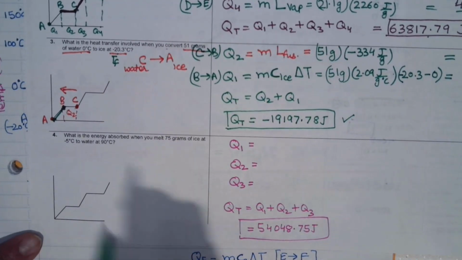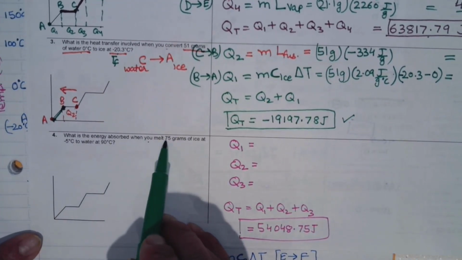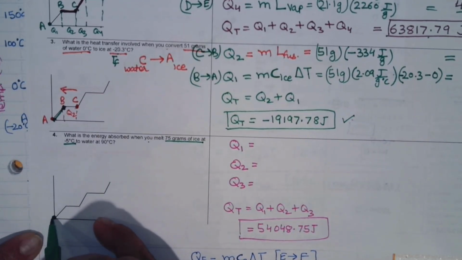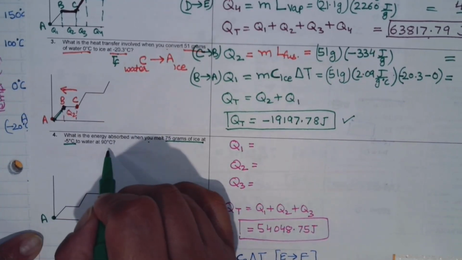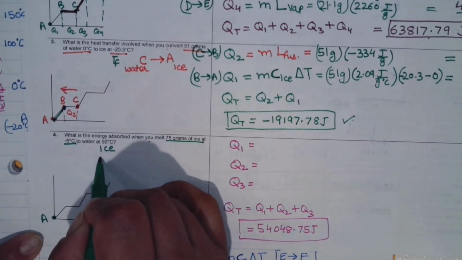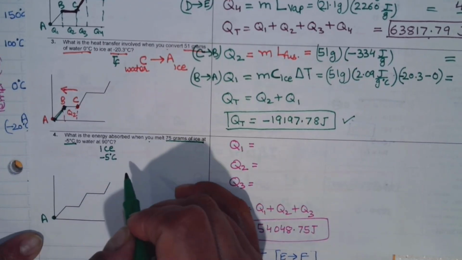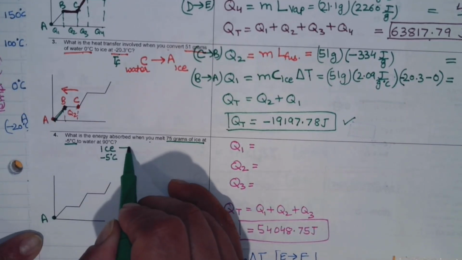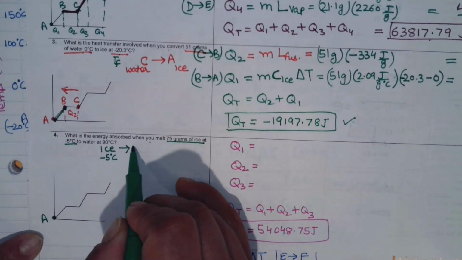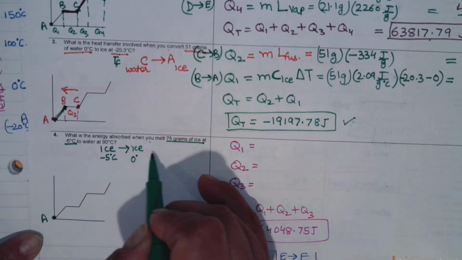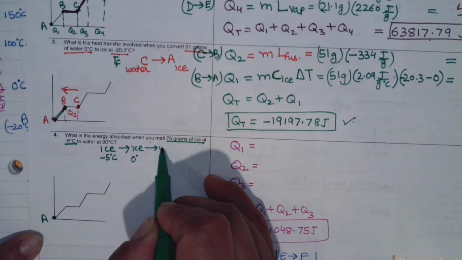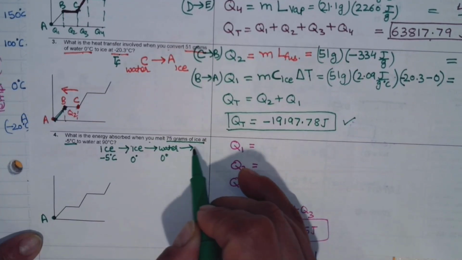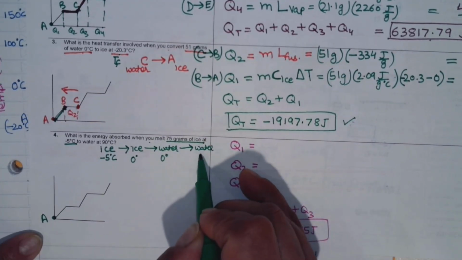The last one, what is the energy absorbed when you melt 75 grams of ice at -5? So again, we are starting at A. So you start with ice at -5 degrees Celsius, right? And you are heating it to water at 90. So you will convert ice to ice at 0 degrees. Then ice to water at 0 degrees. And then you're going to heat the water to 90 degrees.